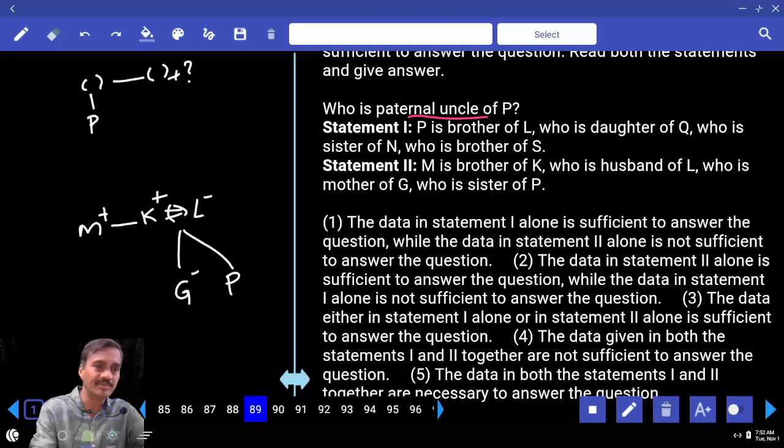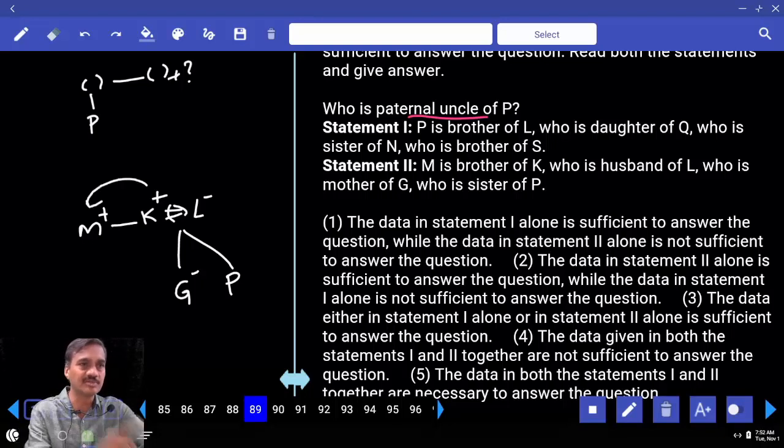Now P's father is K, and K's brother is M. Hence father's brother, paternal uncle. Hence only 2 alone is sufficient.